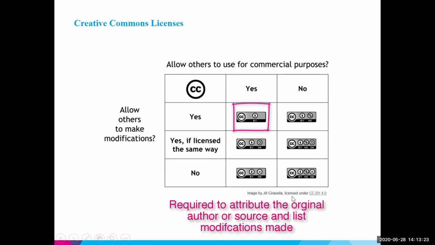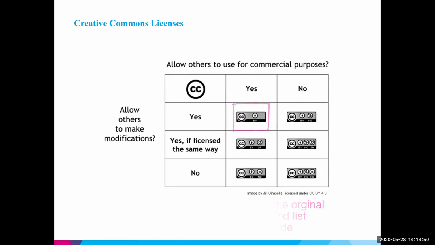So as you can see here, this chart was created by Jill Sarasella. So I'm attributing the original source here, and you also have to put the license that the work is under. So as long as you do that, for the CC BY license, you can use it for commercial purposes, and you can also make modifications as long as you tell people what the modifications are.